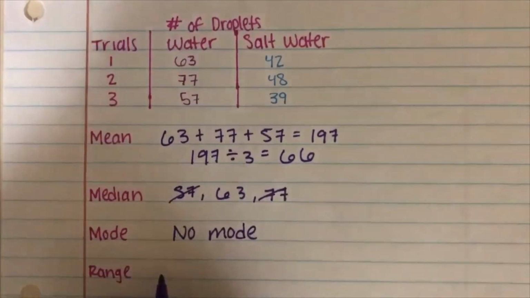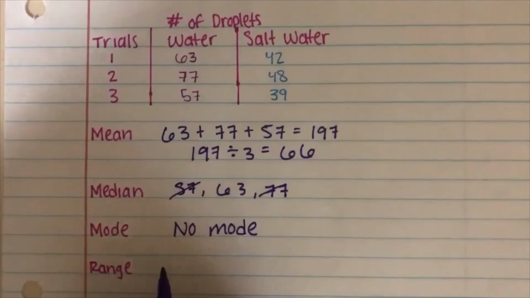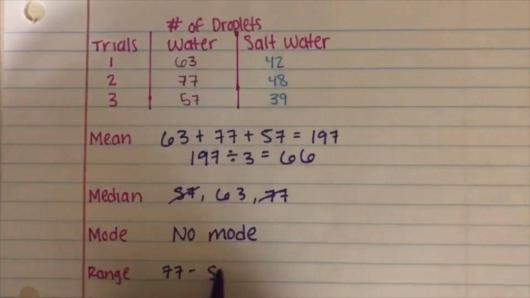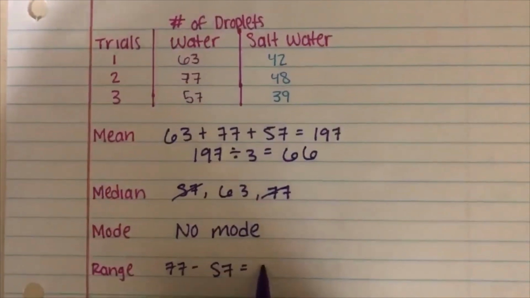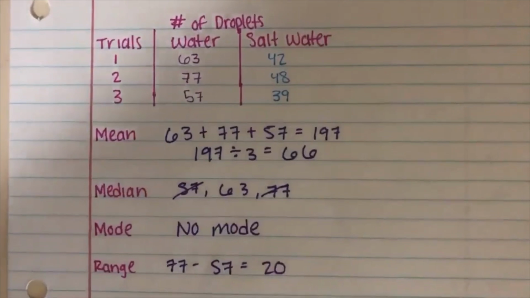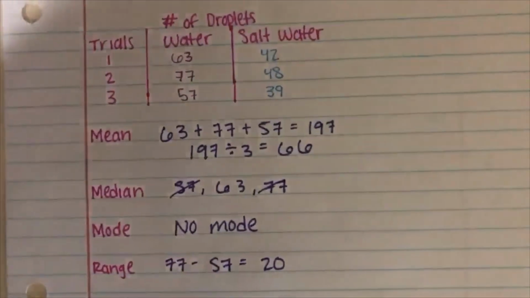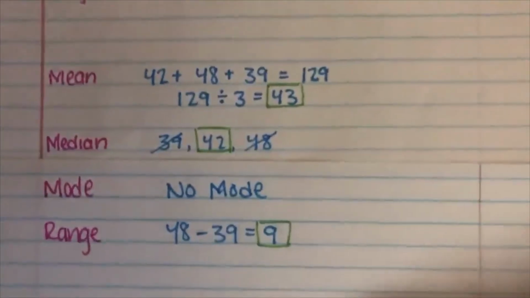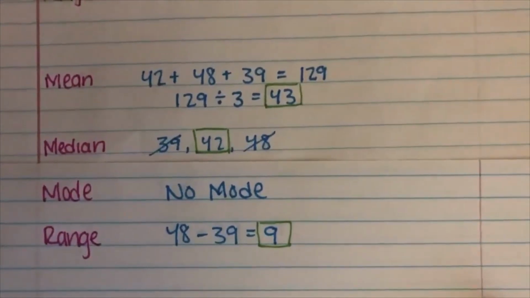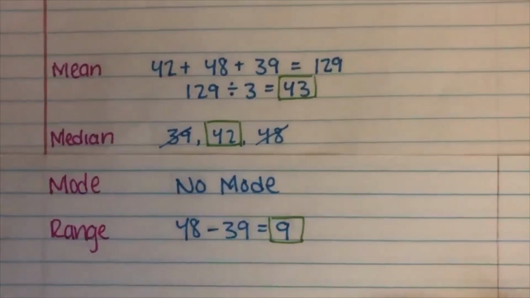For the range, we need to subtract the smallest value from the largest value. That would be 77 minus 57. So our range is 20. And now we repeat the process for the second set of values, and that is the salt water. So for the salt water, our mean is 43, our median is 42, we have no mode, and the range is 9.